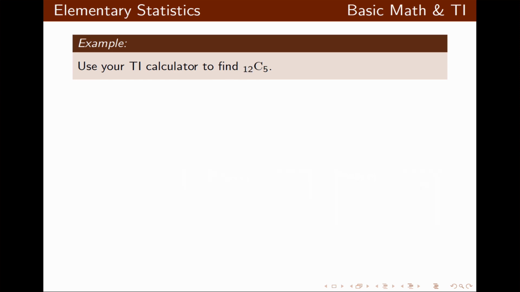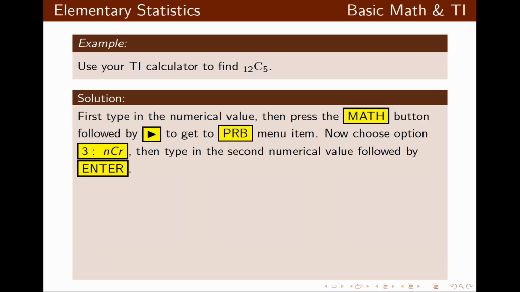Now we want to evaluate 12C4. We will visit this later in this course. For now, we just want to learn how to evaluate it. So you're going to type in the first number, 12. Then you're going to press Math, use the right arrow to get to PRB, and then choose option number 3 for nCr, and then type in the second value. And of course, to execute, you have to hit Enter at the end.